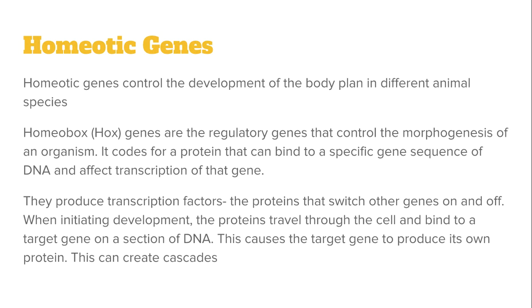One specific sequence of genes are homeotic genes, and these control the development of the body plan in different animal species. The homeobox genes, or HOX genes, are regulatory genes, and these control the morphogenesis of an organism. It codes for a protein that can bind to a specific sequence of DNA and then affects the transcription of that gene. This homeobox gene produces transcription factors, and these can switch genes on and off. By doing so, this can create gene cascades, depending on where on the section of DNA they bind.